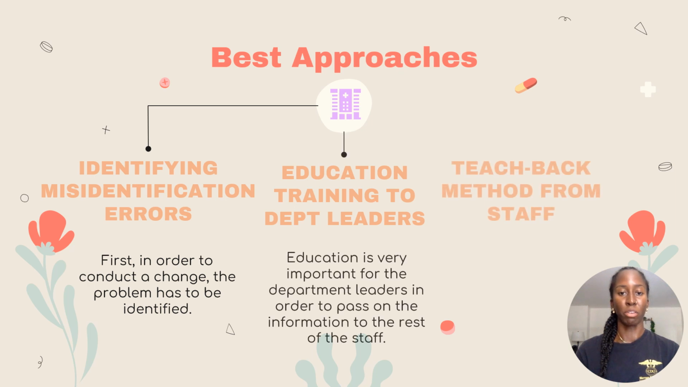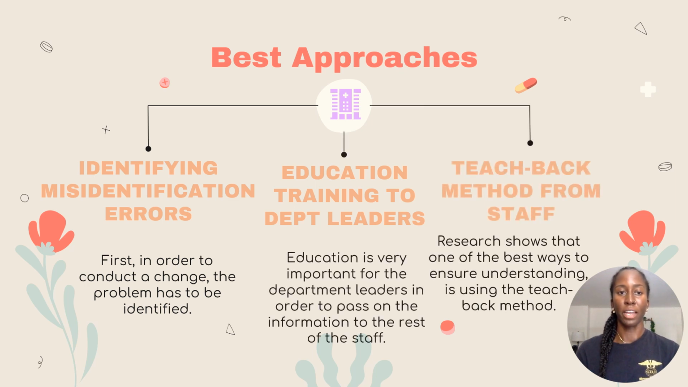So out of the approaches that I listed before, here I have the 3 best approaches. The first one is identifying misidentification errors, because in order to conduct a change, the problem has to be identified. The second one would be education training to department leaders. Education is very important for the department leaders in order to pass on the information to the rest of the staff.